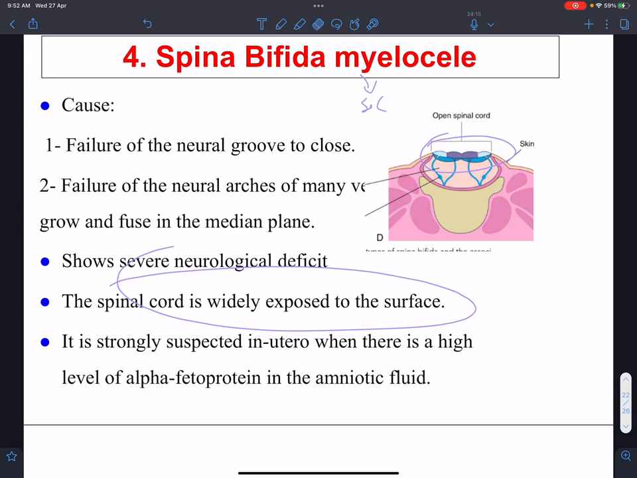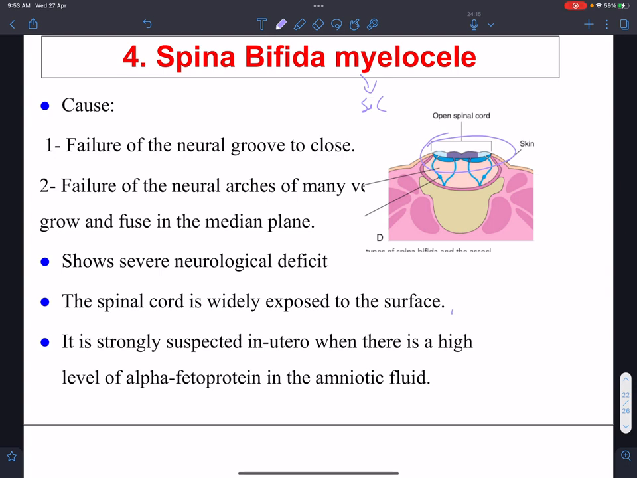You just have to know that in spina bifida myelocele, there is no formation of skin. The spinal cord here is actually exposed to the surface. So there's no formation of a cyst-like sac, the meninge is not protruding with CSF, and there's no formation of skin. So the spinal cord is exposed to the surface.